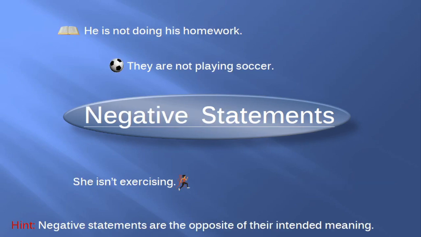Negative statements. Negative statements are the opposite of their intended meaning, and we form them by putting the not, or the short form n't, between the verb be and the verb plus the ing. So let's take a look at these sentences. He is not doing his homework.